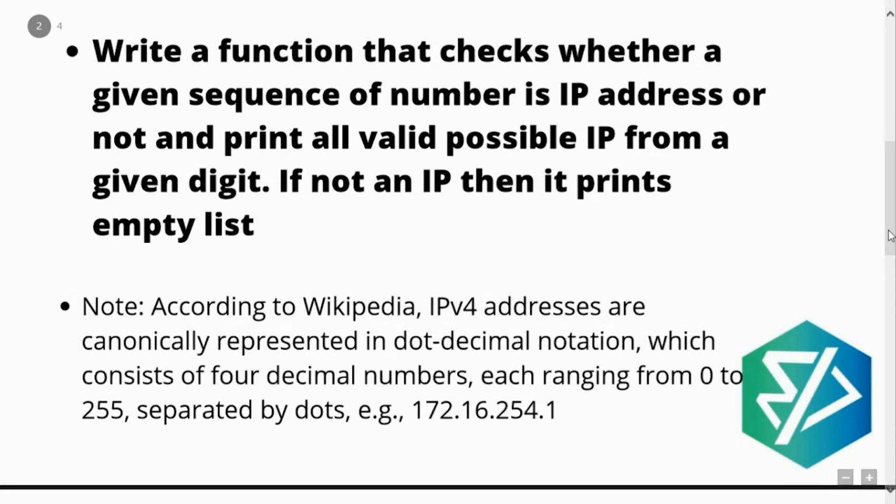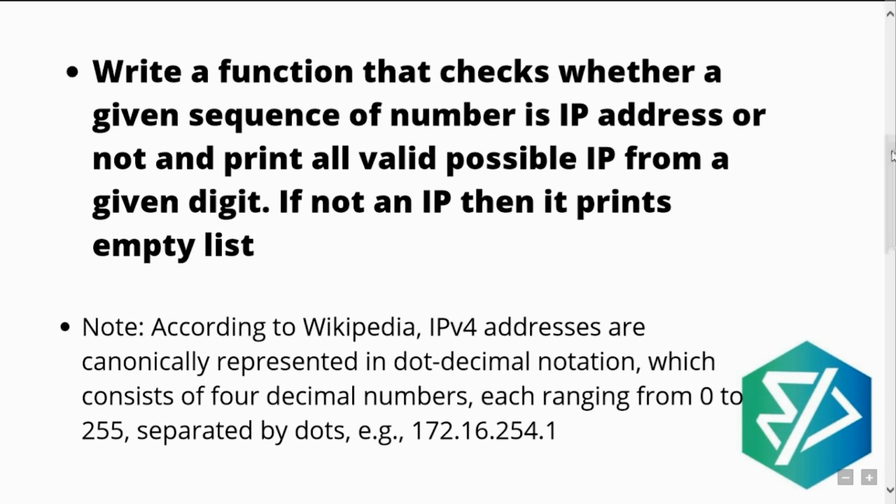This is the question. First let's read out the question and then I'll explain you the question in detail. Write a function that checks whether a given sequence of number is IP address or not, and then print all valid possible IP from a given digit. If not an IP, then it prints an empty list.